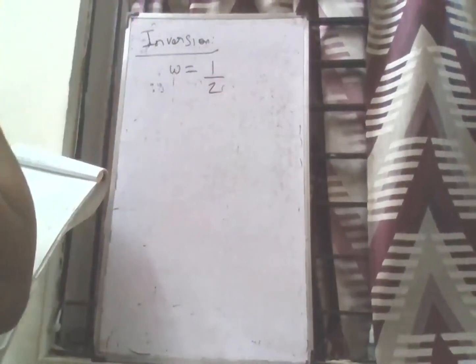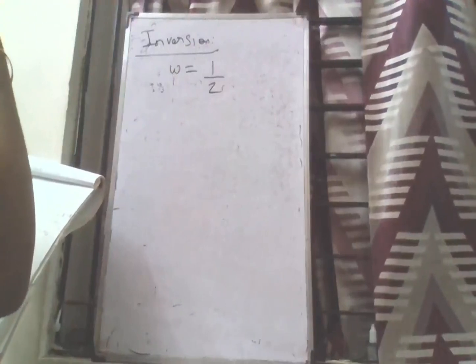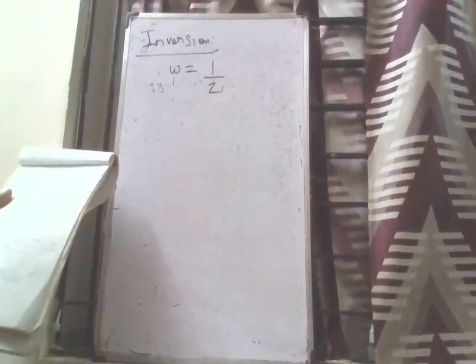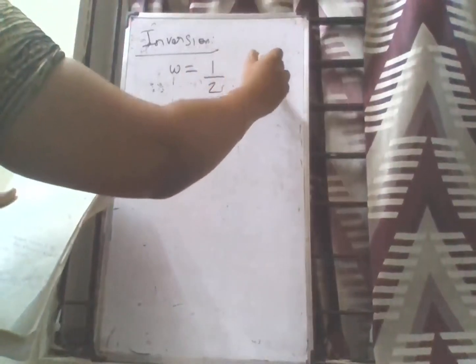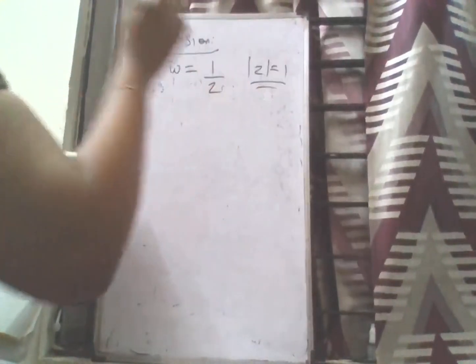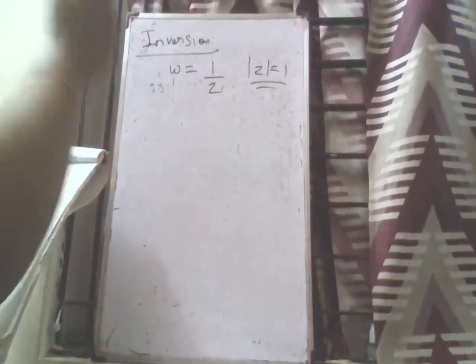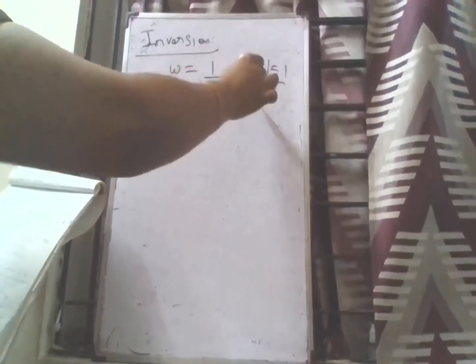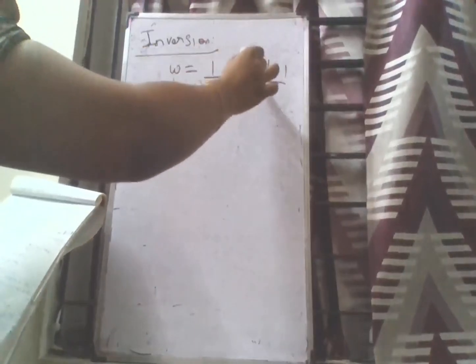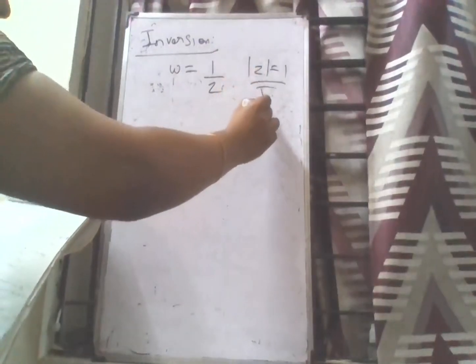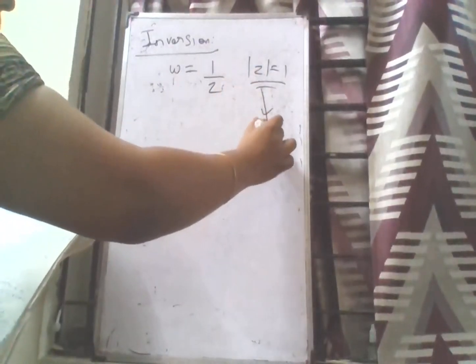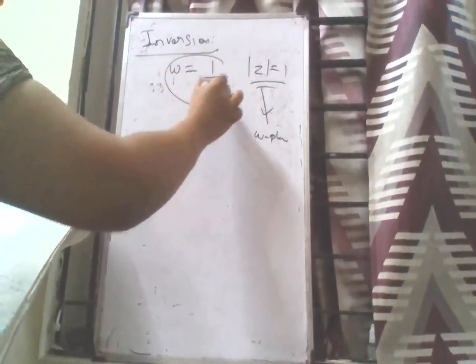But here, one more thing I want to add. The transformation w equal to 1 by z represents the inversion with respect to the unit circle, modulus z is equal to 1. You have to note down this thing because what they have given is the image under the circle only. The circle is in which plane? Z plane. Let us find the image of this circle in which plane? W plane, using this transformation.